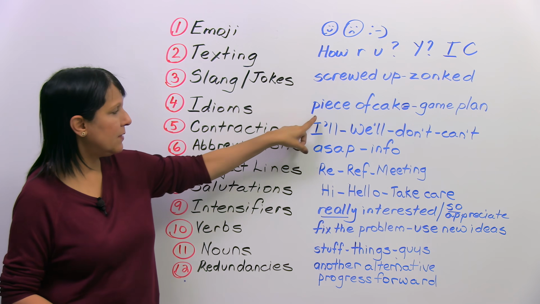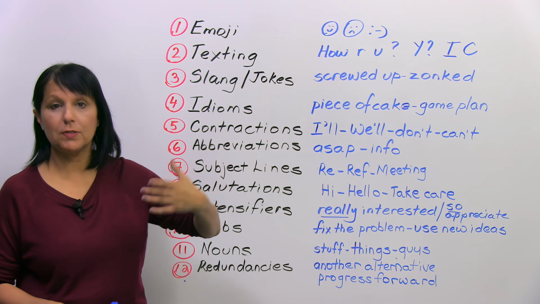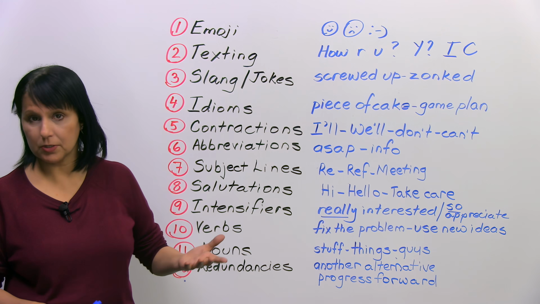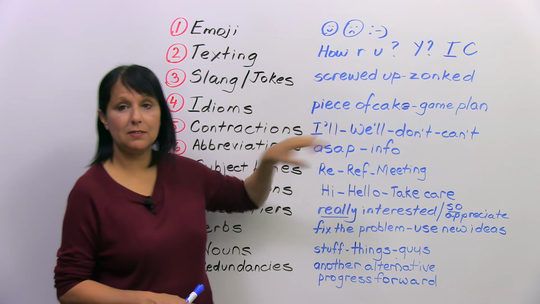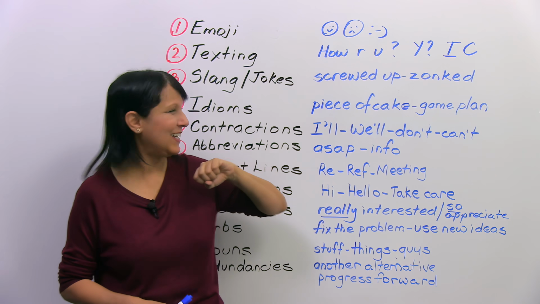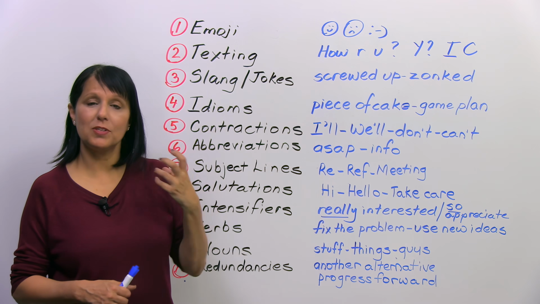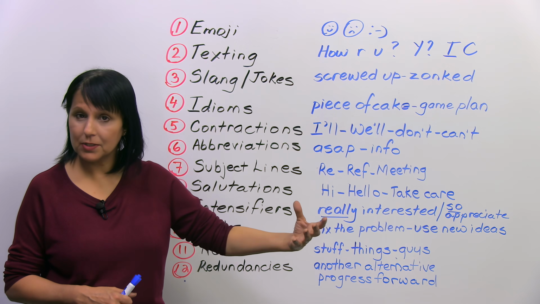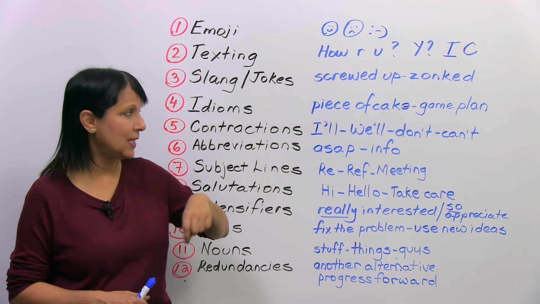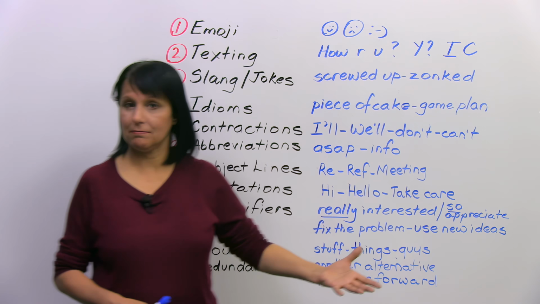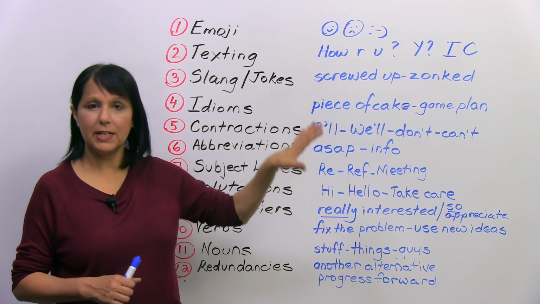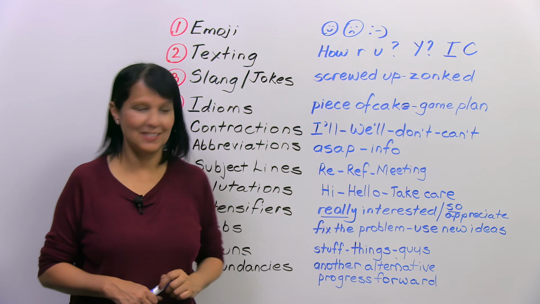For example, if you want to say that something was extremely easy, use those words. Don't say it was a piece of cake, which is an idiom, okay? If you want to say this was the strategy that I followed, say that. Don't say that was the game plan, okay? So avoid idioms in formal emails.